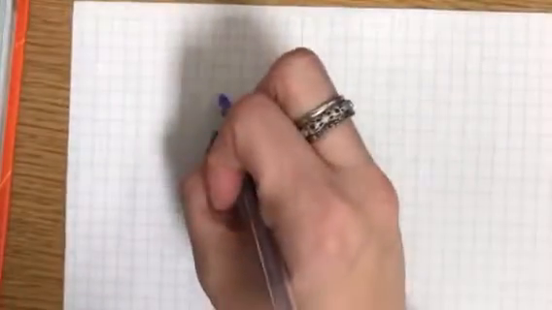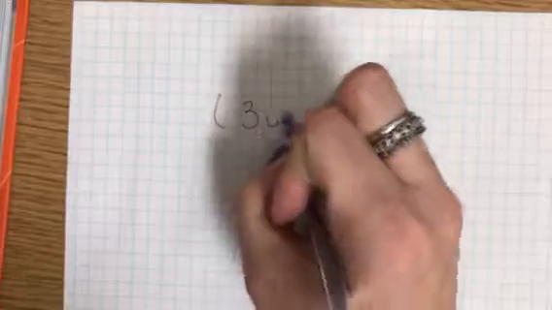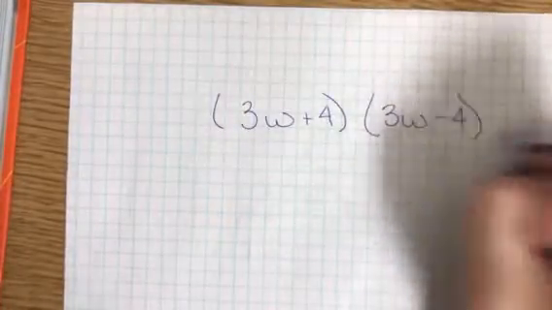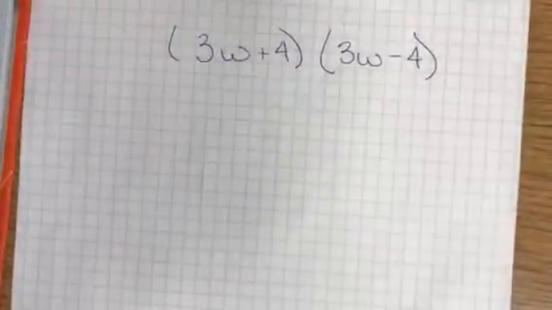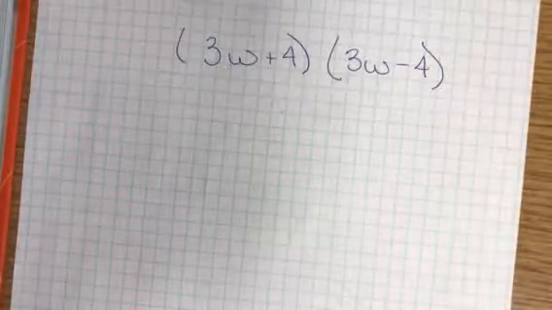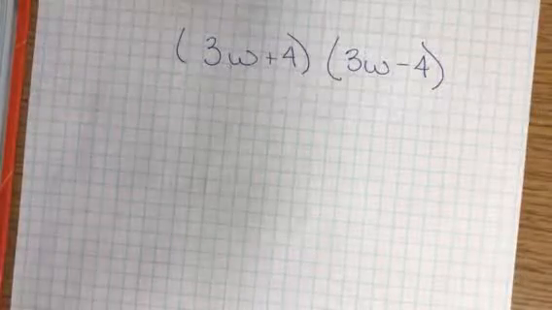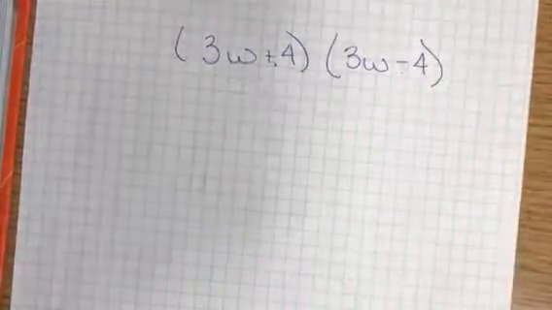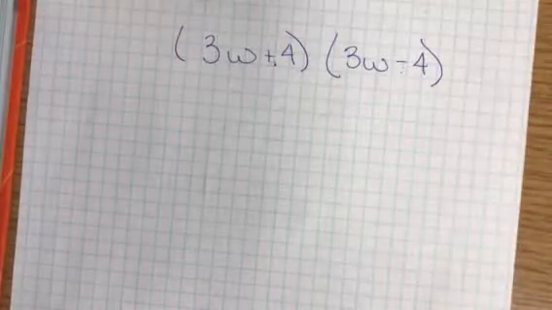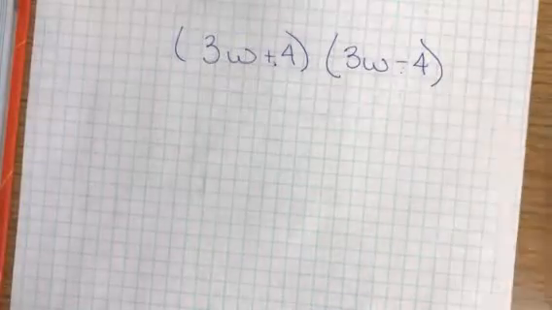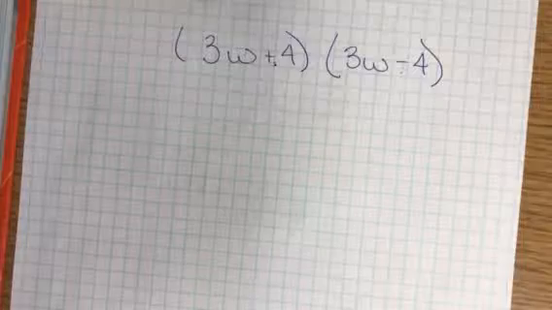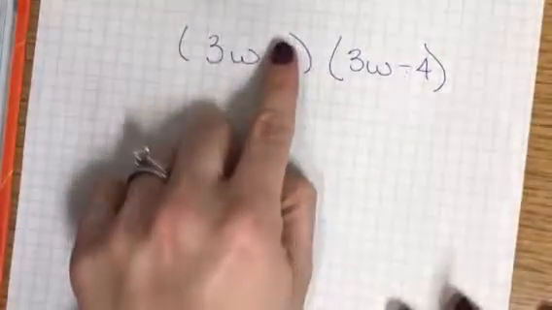Okay, we can have some other unique situations that might happen. If we look at this problem, we still have a binomial times a binomial, but these are what we call conjugates. They look exactly the same, but one has addition and one has subtraction. We are going to multiply this the same way we have in those past two examples, but a little bit of a unique situation is going to show up when we go to combine like terms.